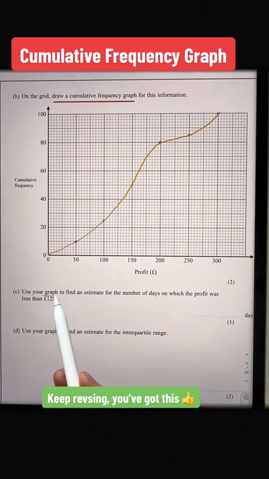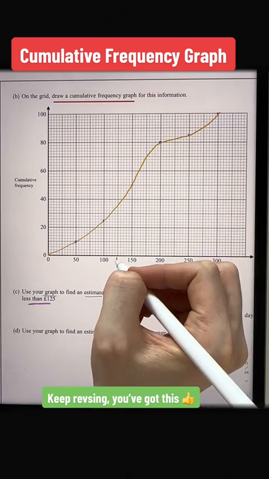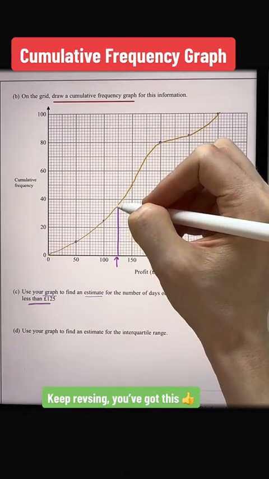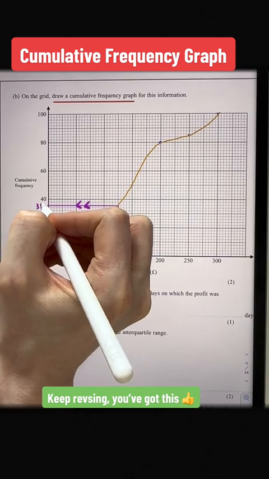Part C, use your graph to find an estimate for the number of days on which the profit was less than £125. Our first step is on my horizontal axis to find £125. Well, if this is 100 and this is 150, 125 is going to be in the middle. We then go up, draw a line until we meet the curve, and then we go across to our cumulative frequency, which comes out approximately at 38.